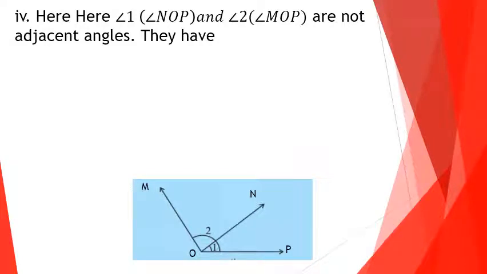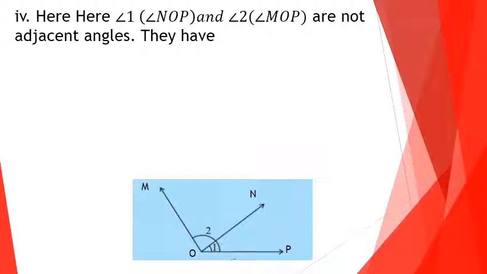But what about here? Which are the non-common arms? Ray OM and ON are the non-common arms. Where do they lie? Are they on both sides of the common arm? No. Here both non-common arms are on the same side of the common arm. Hence angle 1 and angle 2 are not adjacent angles.